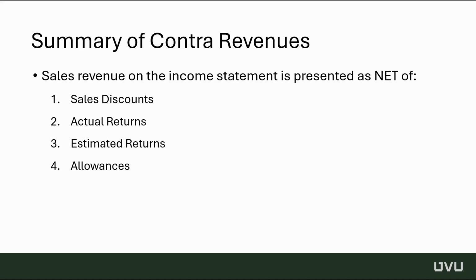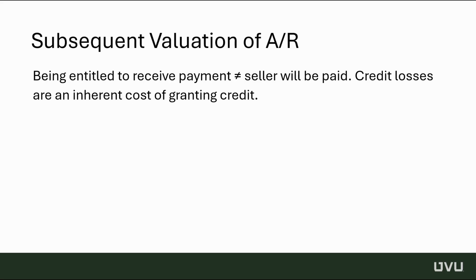The company doesn't show you the gross figure and then list all of these deductions. It starts with that net number. And that's why when you're analyzing financial statements, you need to dig deeper, especially into the footnotes, to understand what's happening with returns and discount behavior. A company with high returns has a very different business model than one with low returns, even if top-line revenue looks the same.